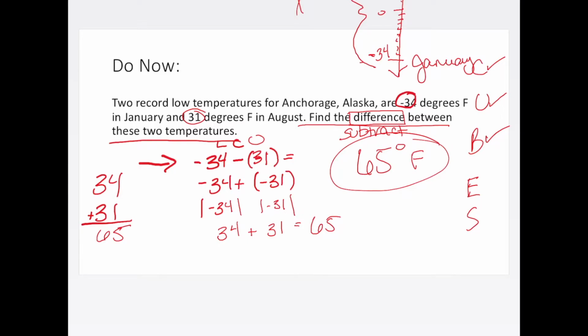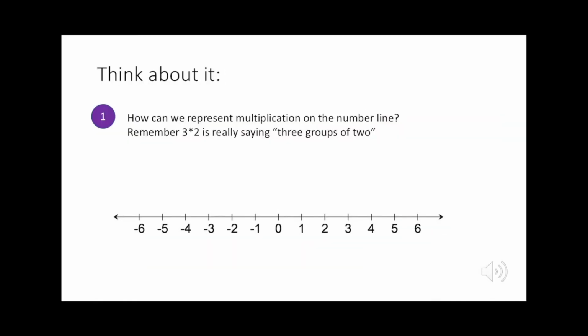It goes across the whole number line, which means when I set up my problem, negative 34 minus 31, and I LCO, it actually turns into negative 34 plus negative 31, which at the end of the day is negative 65. However, because we're talking about the difference, right, we don't have to include a sign because we're just talking about the number of degrees. So our answer here is 65 degrees.